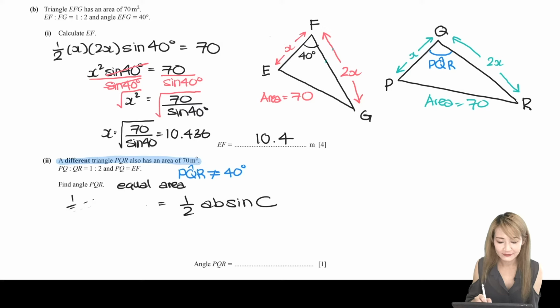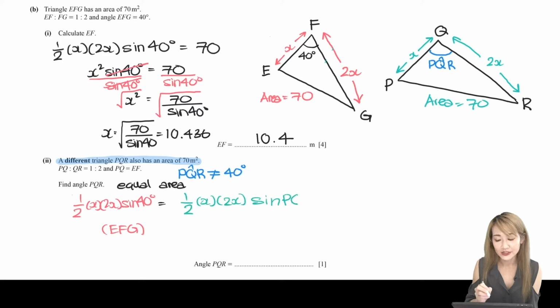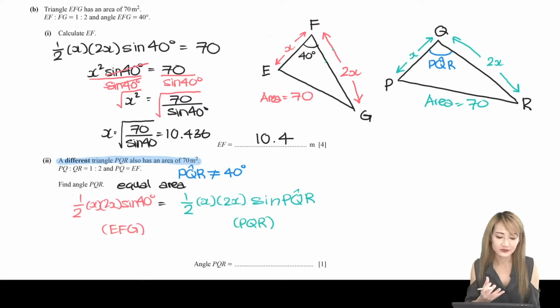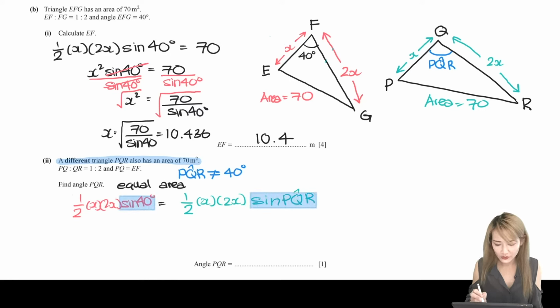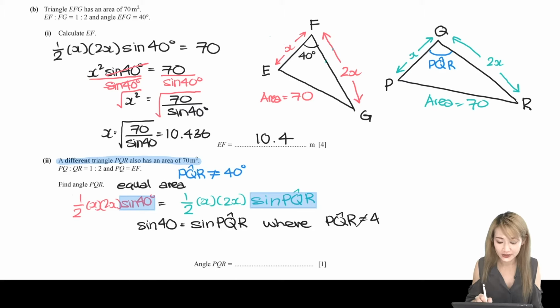If I fill in half AB sine C from the first triangle EFG, half AB sine C for the first triangle is half X 2X sine 40. And this must equal half X 2X sine angle PQR from the other triangle PQR. And the expression is the same for both of them, right? We have half X and 2X. The only different part would be sine 40 and sine PQR. And if it's equal, sine 40 needs to equal sine PQR, where angle PQR is not equal to 40 degrees.